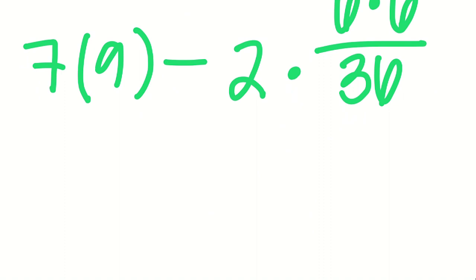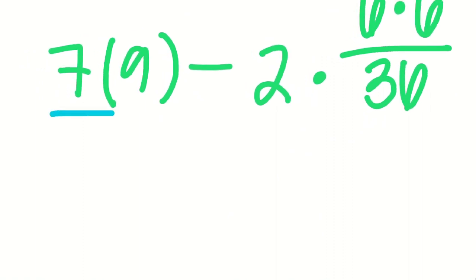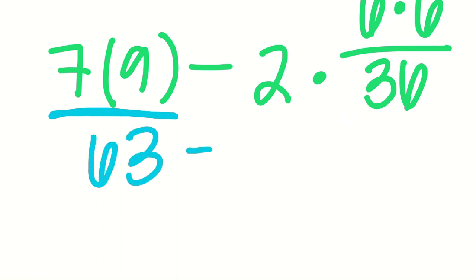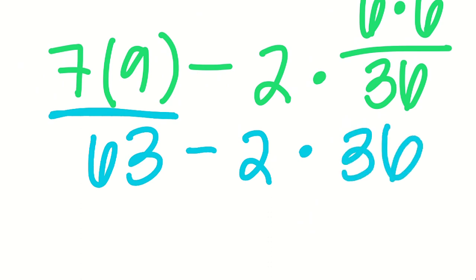Left to right. The 7 times 9 comes first. So now I wonder what that is. I don't think it's 62. Look at that, 63. Can we do 63 minus 2 next? No, we got to keep multiplying. We're not done multiplying yet. So now we got to go over to the next person in line. 2 times 36.